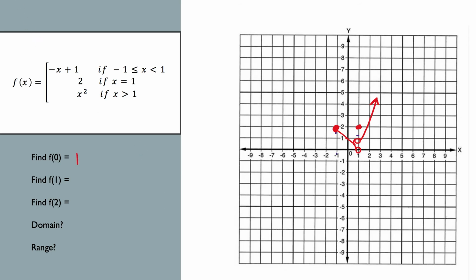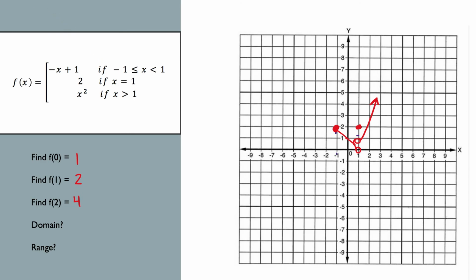All right, now we'll do f of 1. So if x is equal to 1, we know that the y value is equal to 2. And so there's not much for me to calculate there. And then finally we want to do f of 2. That would be an x value bigger than 1. So if I plug a 2 into that equation, I'm going to get 4. And so for each of these x values, you simply want to look either at the graph or look at the appropriate equation and calculate.